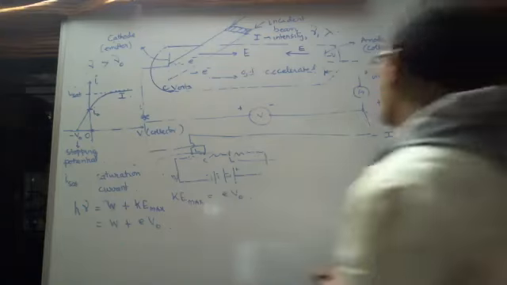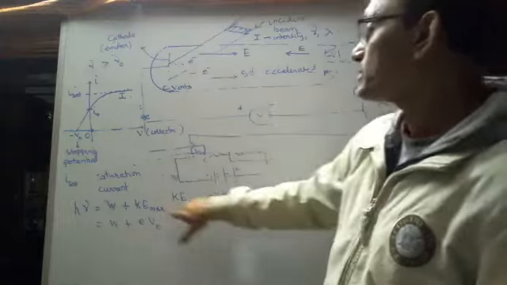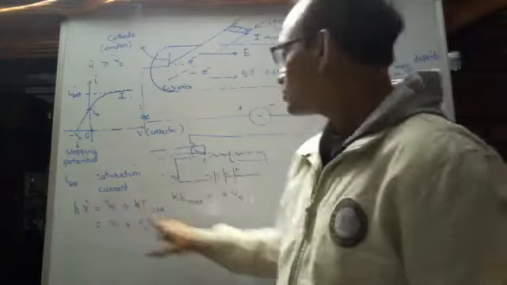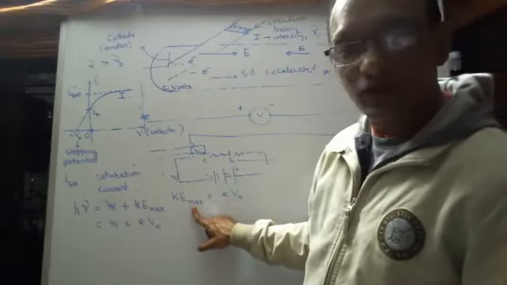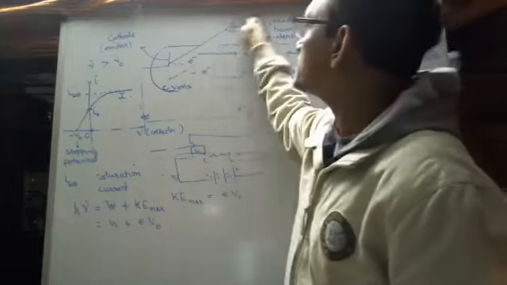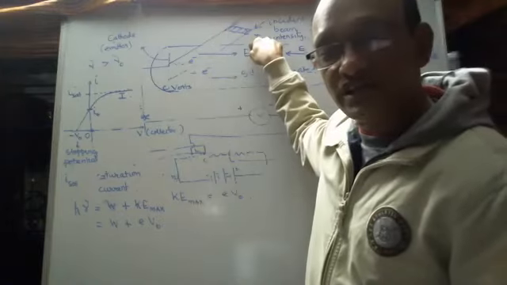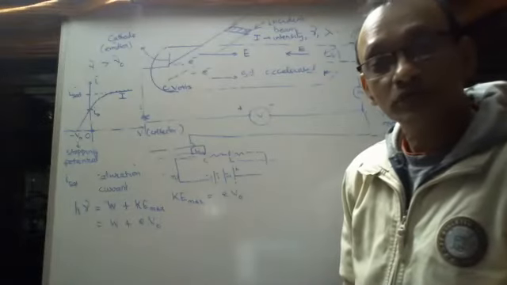Sir, please repeat once. I am saying that the maximum kinetic energy of photoelectrons is only depending on nu, it's not depending on intensity. That means stopping potential will also depend only on nu. If you maintain the same nu, even if you increase the intensity, stopping potential will not change, will remain V naught.